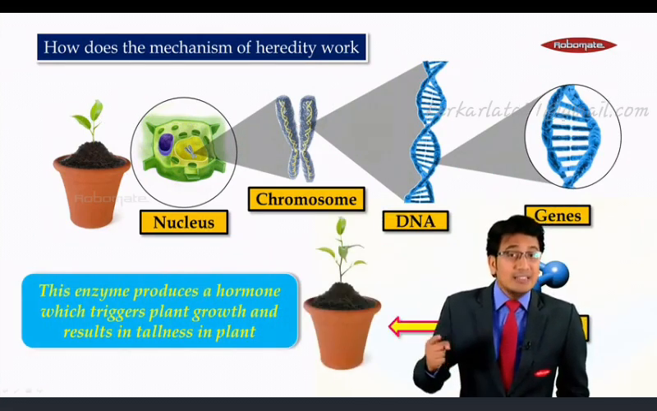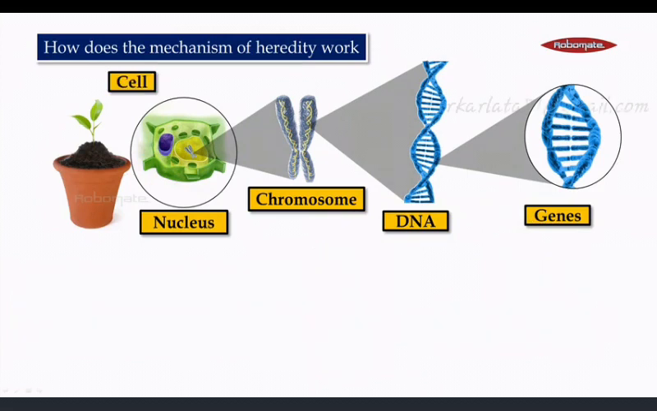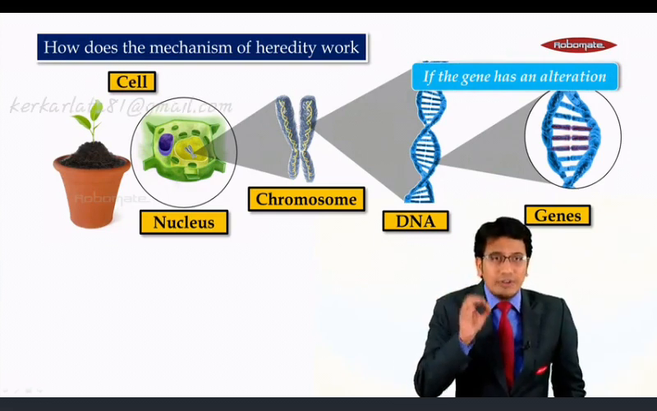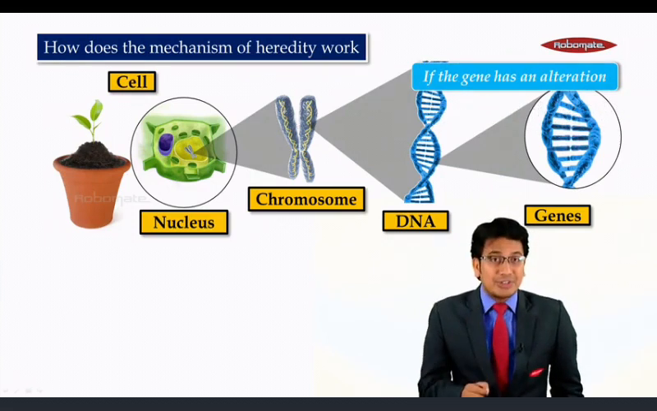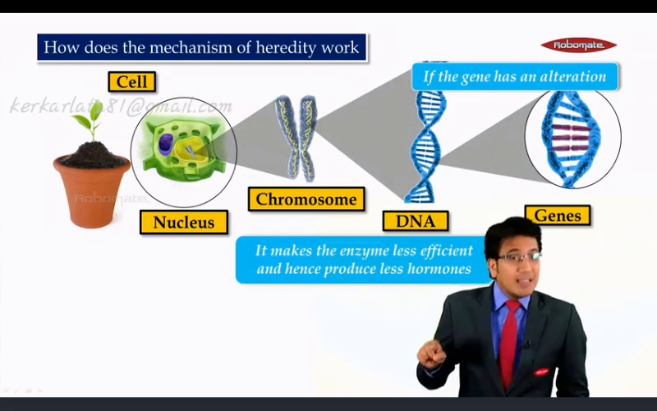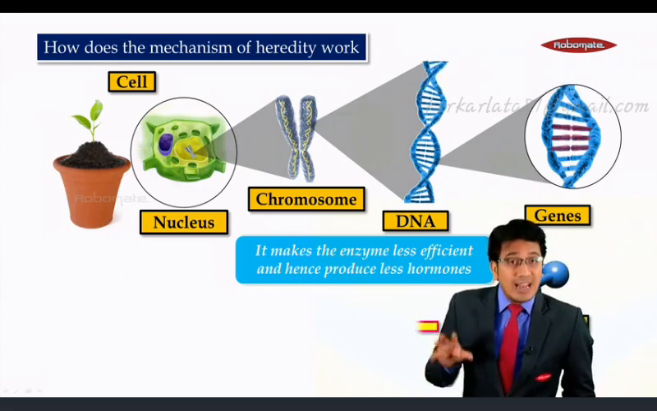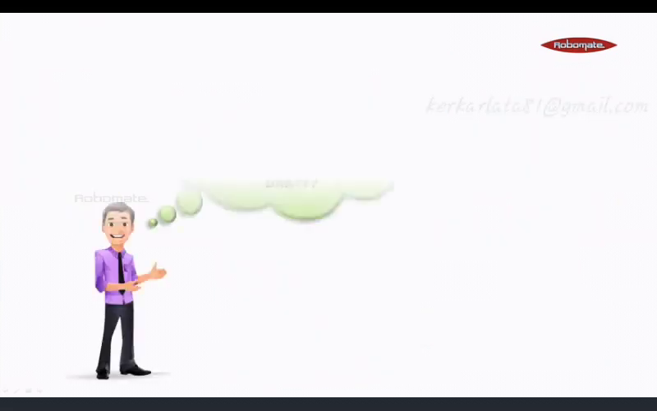So, this enzyme will produce a hormone which will trigger the plant growth and results in the tallness in the plant. Now imagine, if the gene has a little alteration, if the gene of the plant got damaged, what will happen? It will make the enzyme, but in lesser quantity, and hence it will produce lesser hormones, which will cause the plant to be shorter. So in this way the mechanism of heredity works.